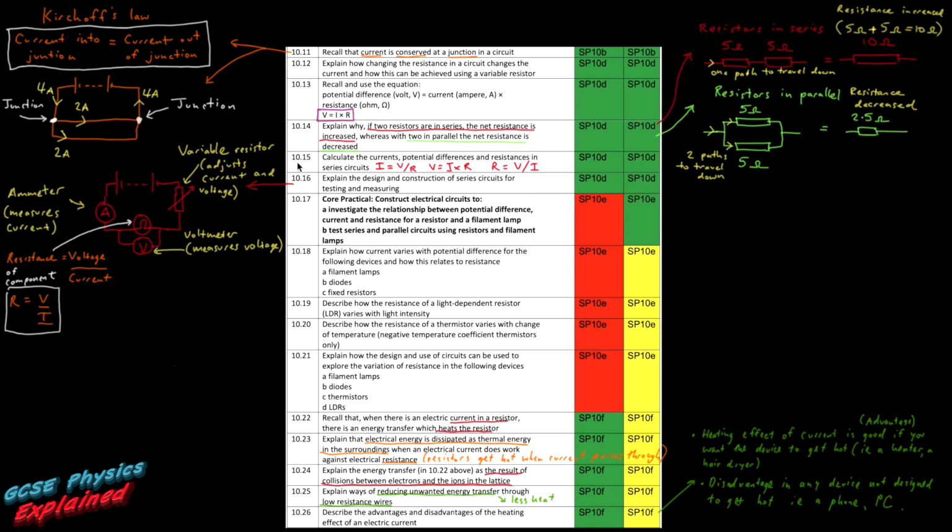Which leads us on to 10.15. You should be able to calculate currents, voltages and resistances in series circuits. So they'll just give you two of the numbers and you've got to work out the third. And that's the equations rearranged for you.